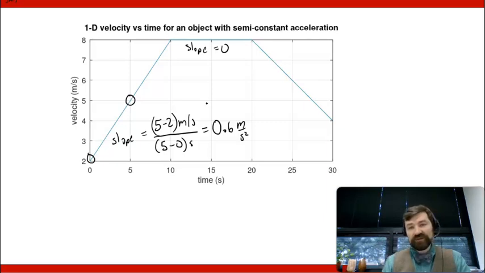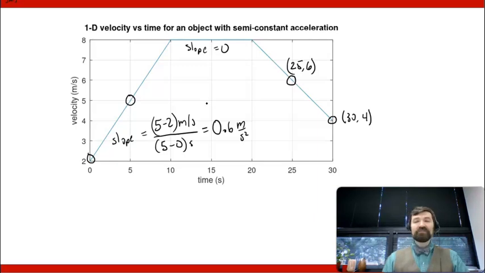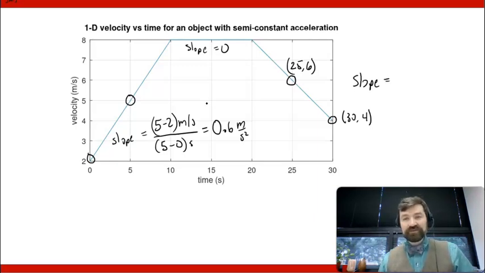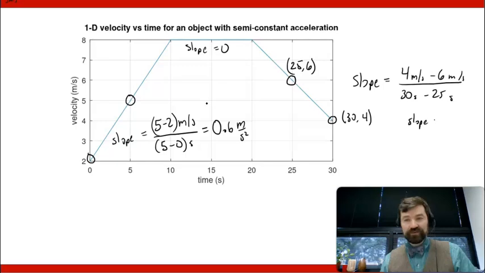And I could do likewise over here by picking 2 points on this one to get the slope. So this point right here is 25, 6, in seconds and meters per second. And this one is 30, 4, in seconds and meters per second. So the slope for this section would be 4 meters per second minus 6 meters per second divided by 30 seconds minus 25 seconds. And so that slope over here is equal to negative 2 over 5, so that's negative 0.4 meters per second squared.